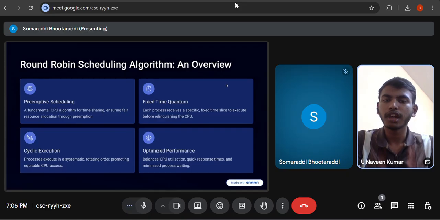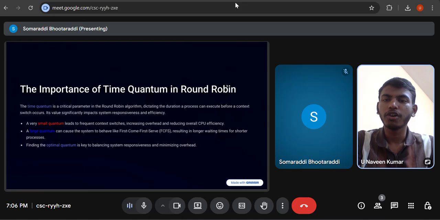And the third slide is the importance of time quantum in round robin. The quantum is a critical parameter in the round robin algorithm: the duration a process can execute before a context switch occurs. Its value significantly impacts system responsiveness and efficiency.